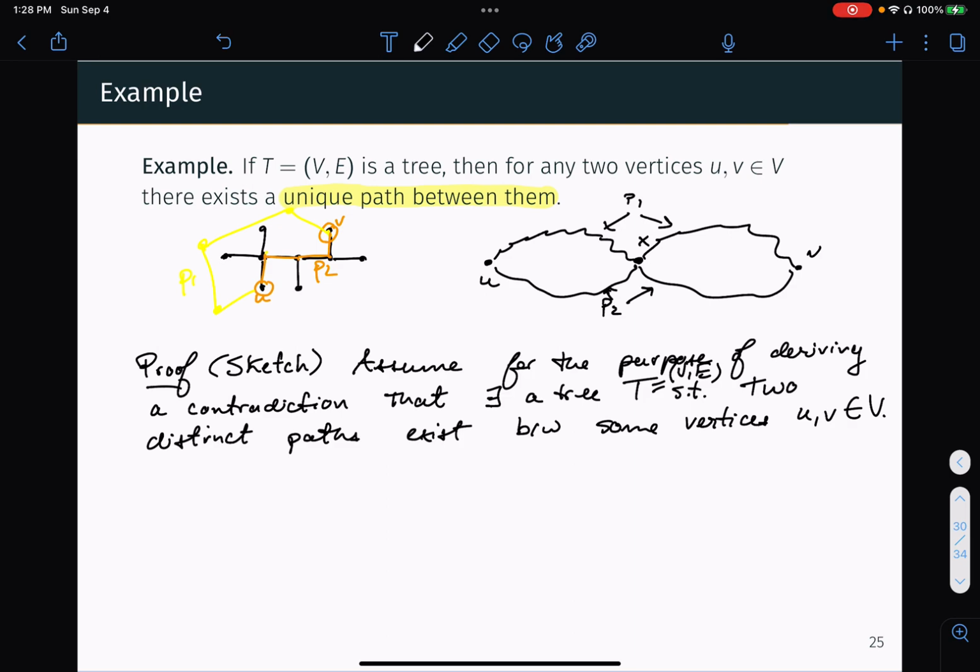Okay, so I assume for the purpose of deriving a contradiction that, in fact, there is a tree T, which I write formally as the tuple V comma E, right? So a set of vertices, a set of edges, such that two distinct paths exist between some vertices u and v. Okay, so I've just picked u and v arbitrarily. I know that they're in the set of vertices. Okay, then what happens? So then, in fact, there are two possible cases.